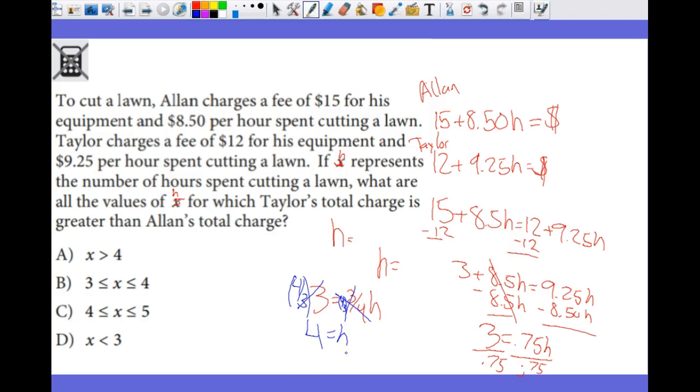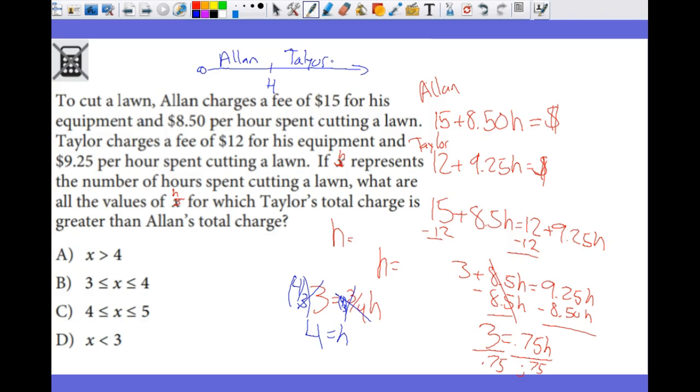So we know if we had a timeline from 0 to 4 hours, at exactly 4 hours, they cost the same. But before 4 hours, it's cheaper to hire Alan. After 4 hours, it's cheaper to hire Taylor. And the question is asking, at what time should we hire Taylor over Alan.